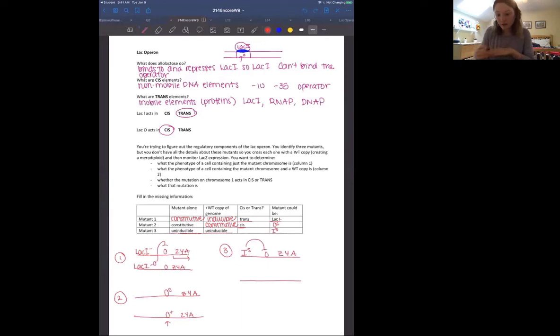the constitutive operator. And if we add a wild type copy, the super repressor is going to outcompete that wild type. So even if you have a wild type version that is inducible, it doesn't matter. That super repressor is going to just always be functioning and always binding the operator. So that's why it's always uninducible. And we know that LAC-IS is going to be able to act in trans.